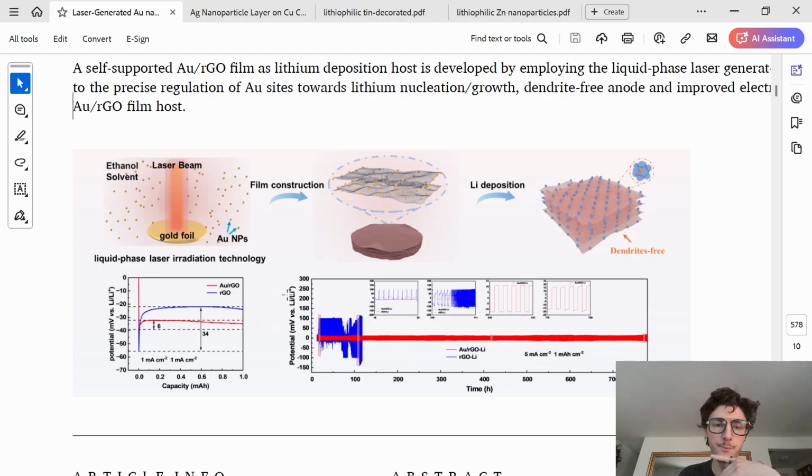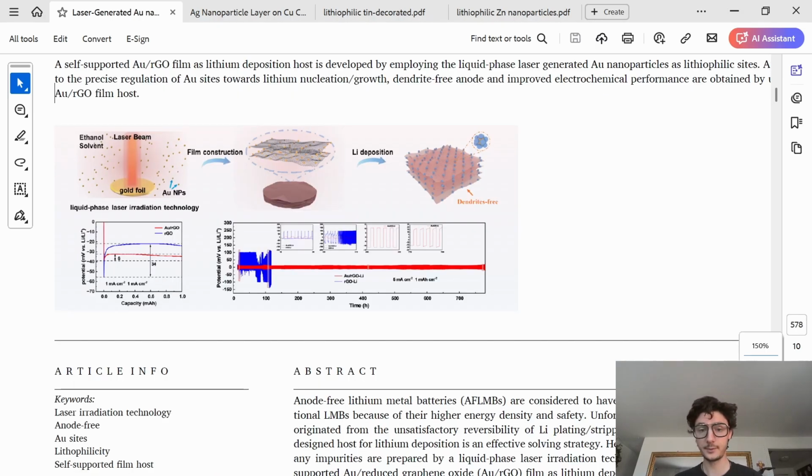And then here they show you potential as a function of time. We got the reduced graphene oxide lithium, which is not this material that they made. It's just reduced graphene oxide with lithium, no nanoparticles on it. Then we got the gold/reduced graphene oxide lithium, which is this red. And you can see the voltage here continues for more than 700 hours. Meanwhile, the blue one dies off over here after 100 hours. So it looks like their battery lasted much longer, about 7 times longer, with this gold matrix thing that they developed here. I don't know if that's the case.